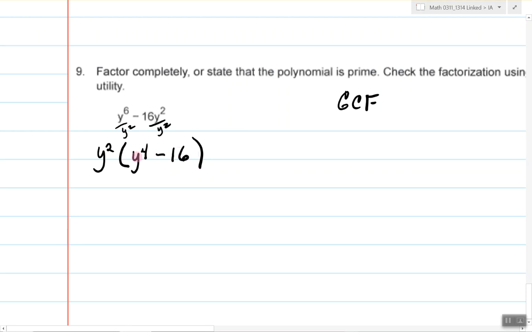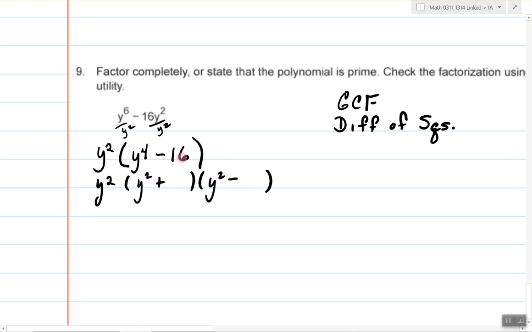Take a look at the binomial. Because that's an even exponent and that's a perfect square, it is the difference of squares. So I'll keep my y squared. The difference of squares always factors into a plus and a minus. The square root of y to the fourth is y squared. The square root of 16 is 4. I have the factor y squared. I have the sum of squares, which means I can't do any further. Oh, but I have the difference of squares here.